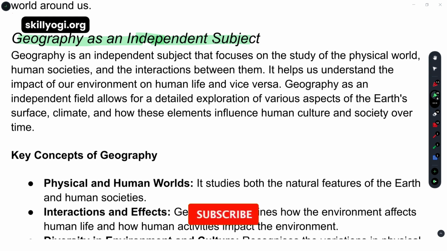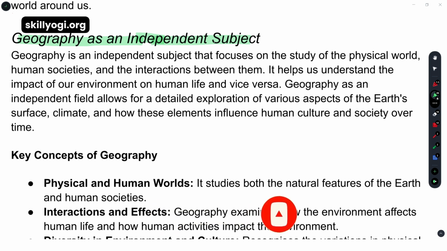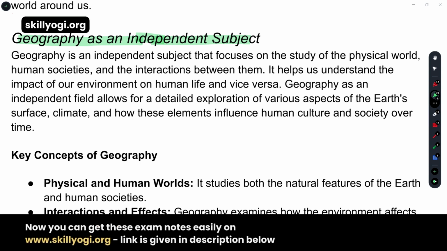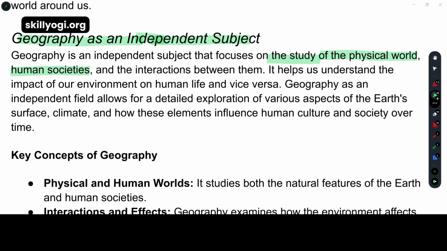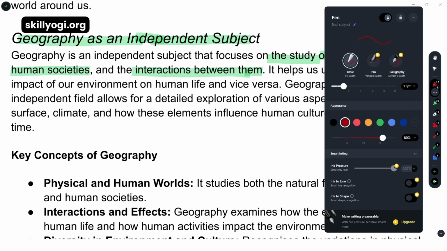Now we are learning this part from this note, that what is written over there. Geography is an independent subject that focuses on the study of the physical world. Just now you have learned this word, physical world. After that, next, human activities, and the interactions between them. I will let you know the meaning of everything one by one. Now I am writing one by one what the meanings of those words are.